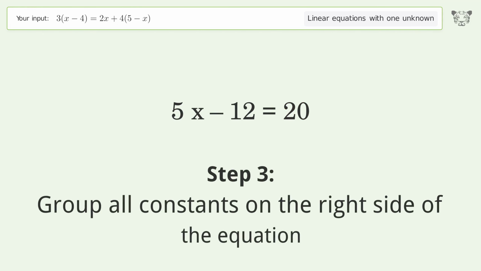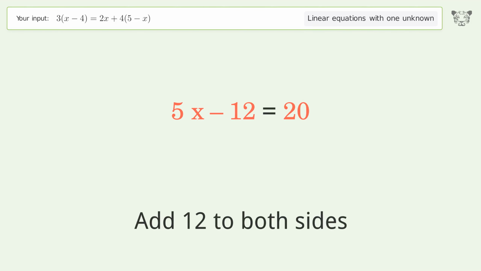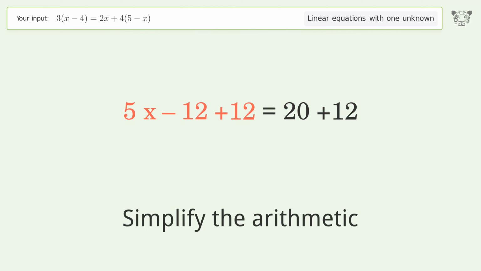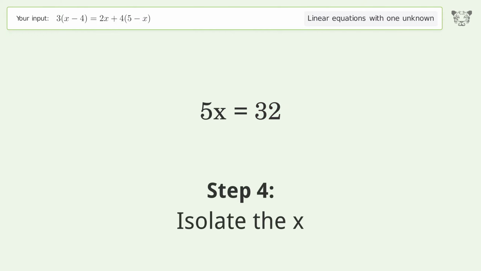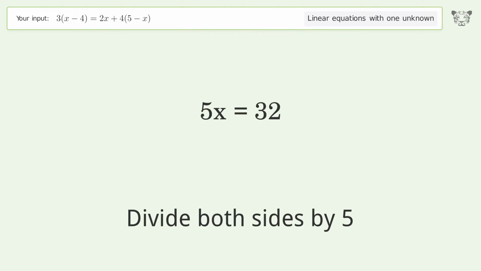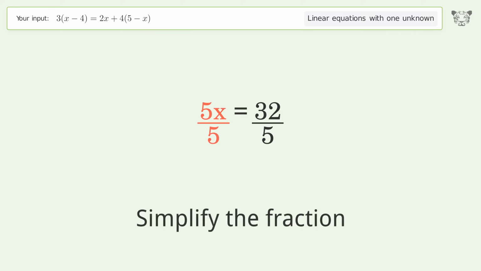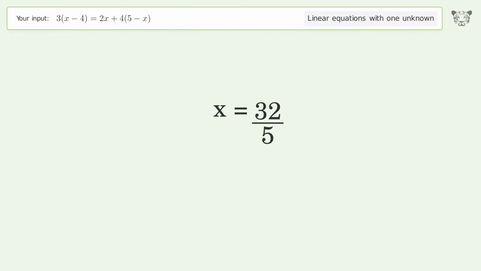Group all constants on the right side of the equation. Add 12 to both sides. Simplify the arithmetic. Isolate the x. Divide both sides by 5. Simplify the fraction. And so the final result is x equals 32/5.